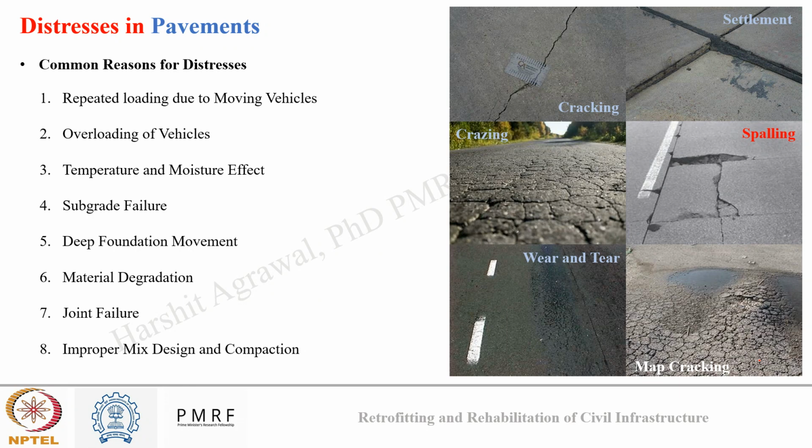In the image, you can see a few such distresses resulting from the discussed reasons, like cracking and settlement. You can see spalling occurring near the joint, wear and tear occurring due to repetitive movement of vehicles, and map cracking in the case of concrete pavement.